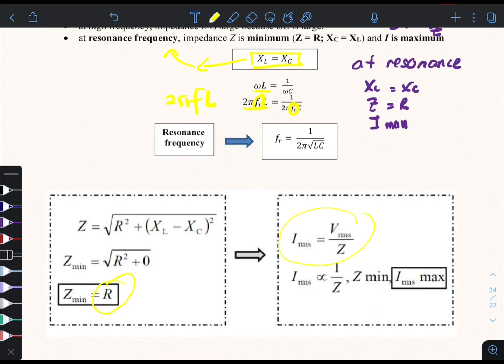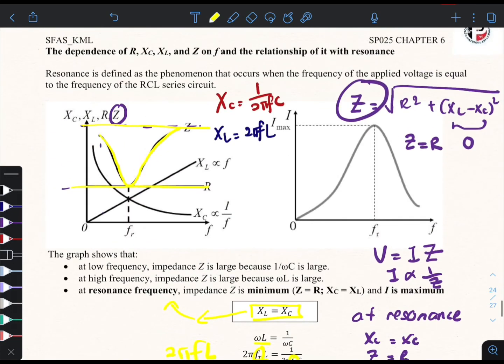Okay, ini adalah relationship yang Miss cakap tadi lah. IRMS is equals to VRMS over Z. Therefore, I is inversely proportional to Z. So, bila Z minimum, I kamu akan maximum. Kita relate dua graf ni. Inversely. Alright, so that's it about the dependence of the resistance, capacitive reactance, inductive reactance, and also impedance on the frequency.